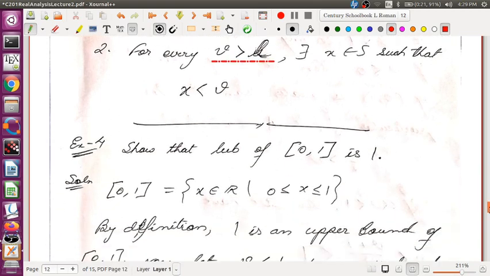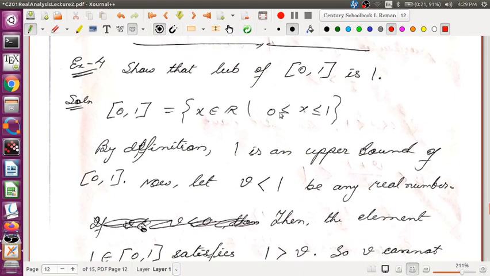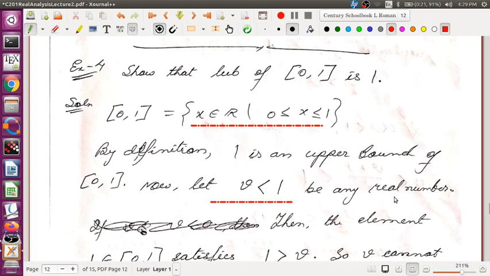So let us use this concept to see what is the least upper bound of the closed interval [0, 1]. Show that the least upper bound of closed interval [0, 1] is 1. The closed interval [0, 1] is the set of all those real numbers which lie between 0 and 1, including 0 and 1. So by definition 1 is an upper bound because every element here satisfies x less than or equal to 1. First condition is satisfied. Now let v less than 1 be any real number.